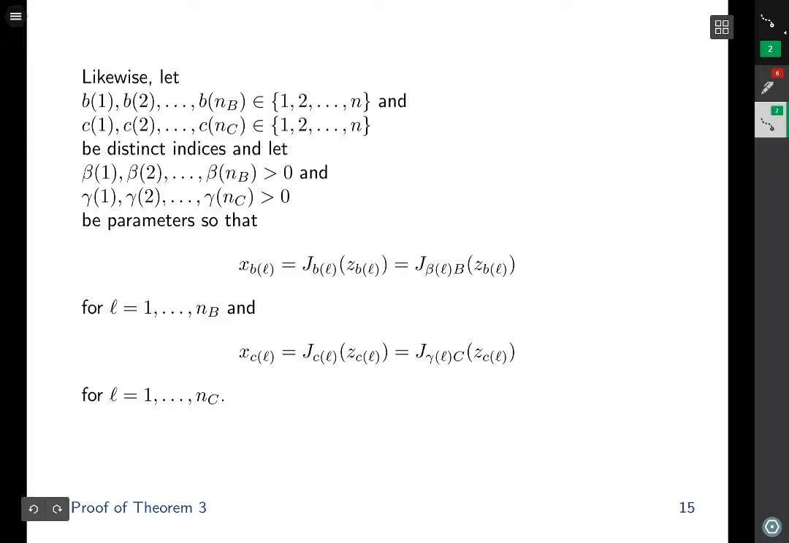Likewise, define B1, B2 up to BNB and C1, C2 up to CNC to be distinct indices, and let beta 1, beta 2 up to beta NB, gamma 1, gamma 2 up to gamma NC be positive parameters, so that XB1 up to XBNB and XC1 up to XCNC are the outputs of the resolvent evaluations with respect to operator B and operator C respectively.